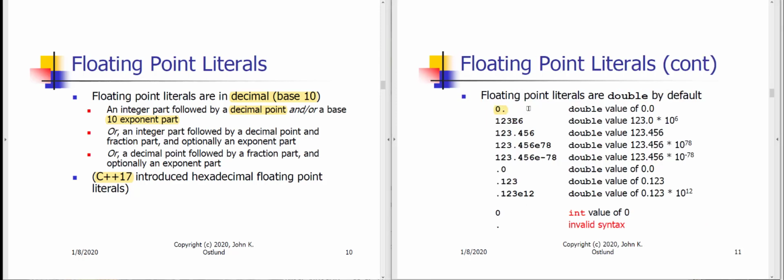So 0. is a valid floating point literal. Its data type is double, and its value is 0.0. In this next example, we have a base 10 exponent. 123e6 is treated as 123 times 10 to the 6th power. And again, that is a double value, 123.0 times 10 to the 6th power. Okay, so in these next 6, we have either a decimal point or an exponent or both. In several cases, we have both. So these are all double precision floating point literals. Now these last 2, where we don't have a decimal point or an exponent, that's just an int with a value of 0 in this particular case. And if you just give a decimal point all by itself, that's not valid. So that's an illegal syntax. All right, so there are the rules for floating point literals.